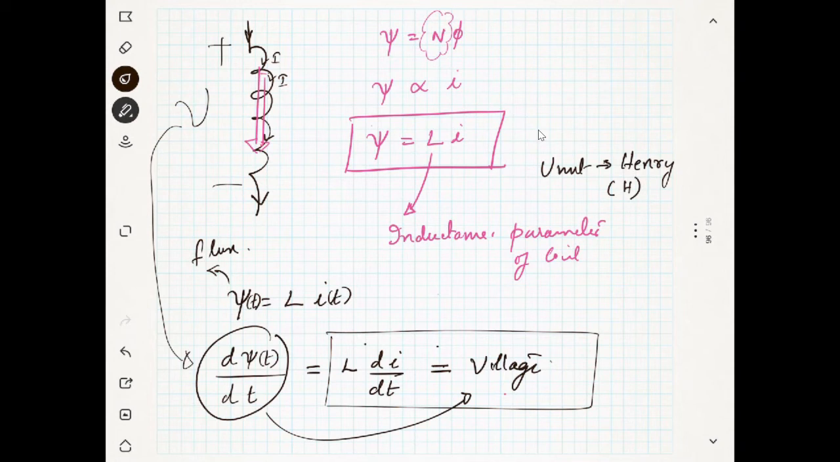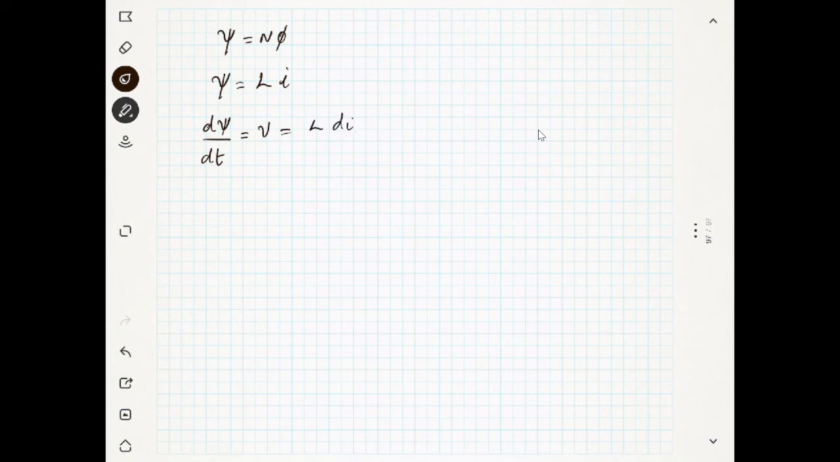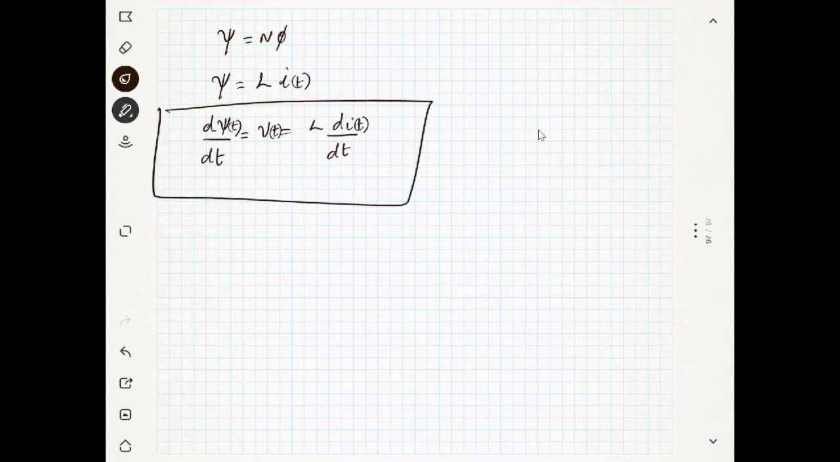So you have now a new formula: psi is equal to N into phi, and psi is equal to L into I. And d psi over dt is nothing but the voltage, which is nothing but L into di by dt. Definitely this is a function of time. The voltage is also a function of time, the current is also a function of time, and psi is also a function of time. So this is how the inductance is defined.